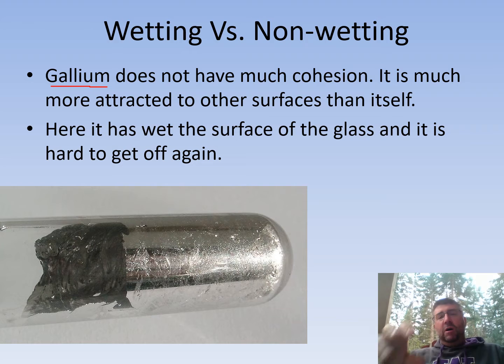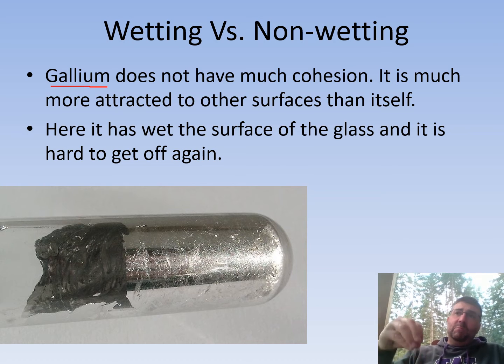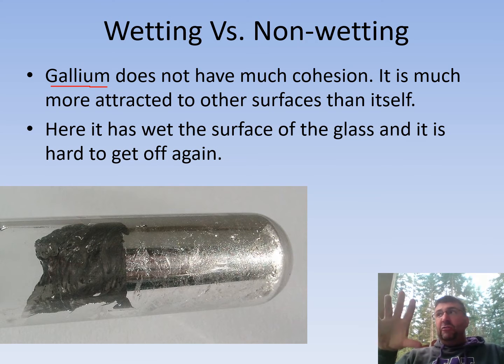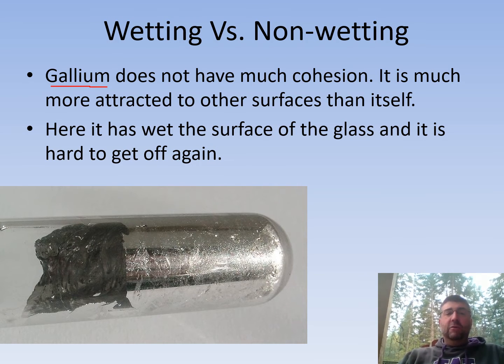But gallium also has incredibly high adhesion to the glass. So as the gallium melts, it begins coating the glass in a thin layer of liquid gallium. In fact, it's so attracted to the glass, you can't get it off again. No matter how warm you try to heat it up to try to melt it off the glass, it will not come off the glass. It is so stuck to that glass due to high adhesion.